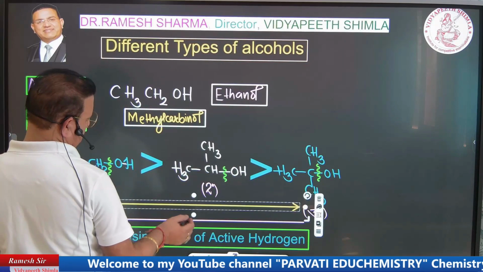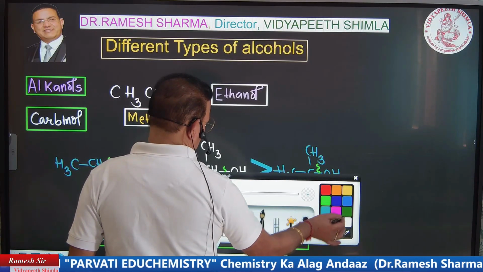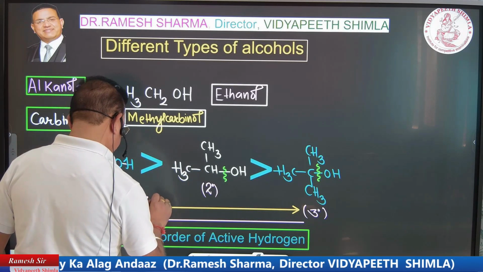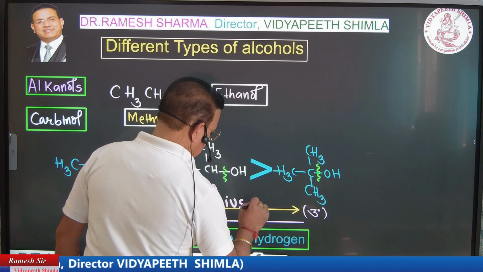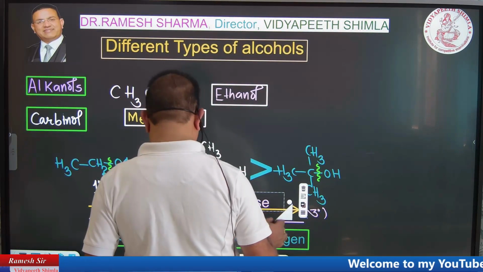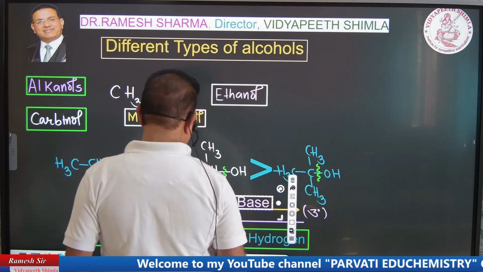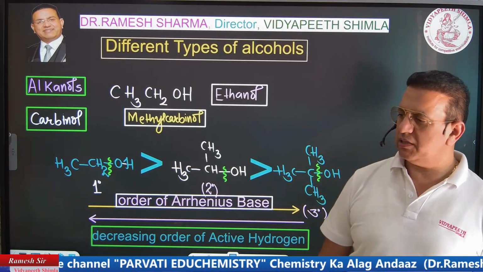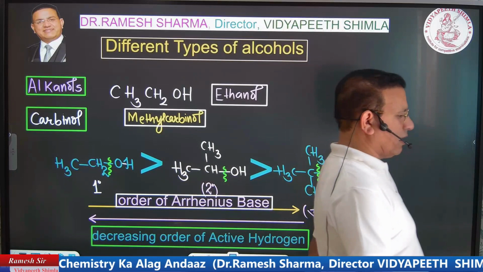The one having the least active hydrogen is the one that is first in the order of Arrhenius base. An Arrhenius base is the one which gives OH negative. Yes or no? तो भैया जिसके एक्टिव हाइड्रोजन सबसे लीस्ट है वो आर्हीनियस बेस सबसे स्ट्रॉन्गेस्ट है. कोई कंफ्यूजन इसमें?